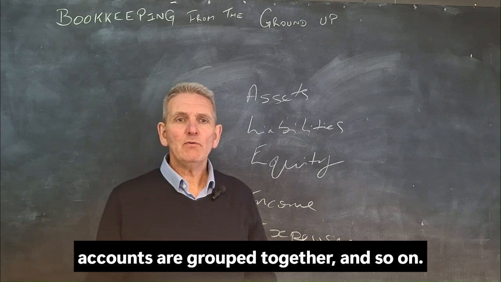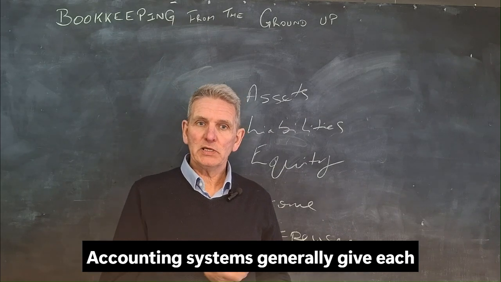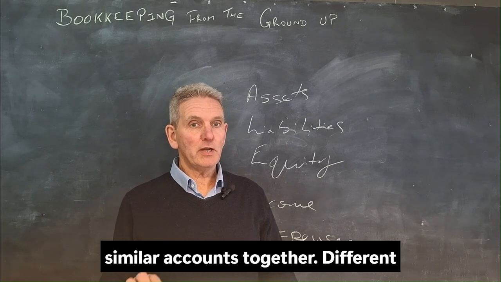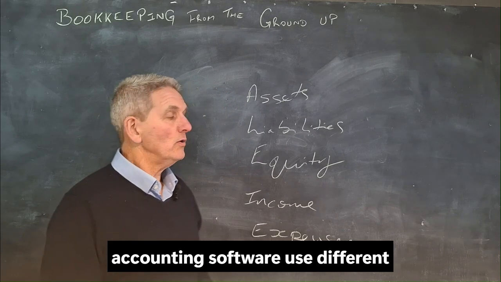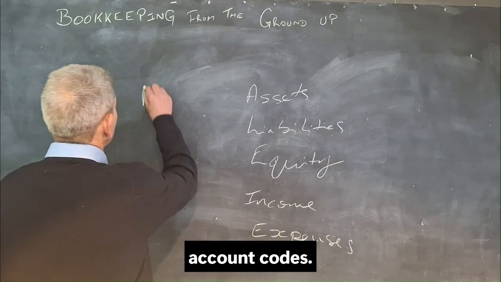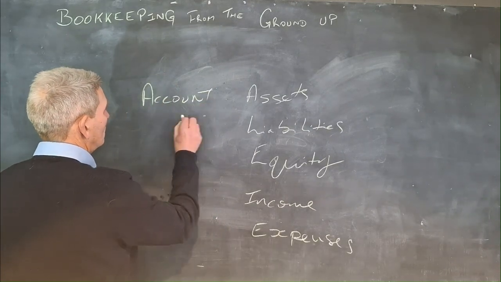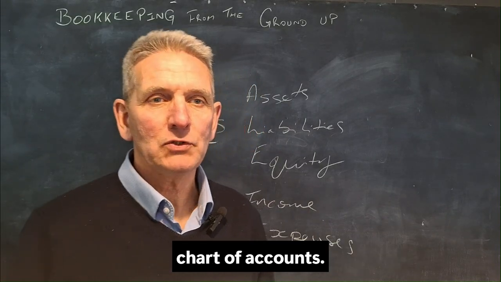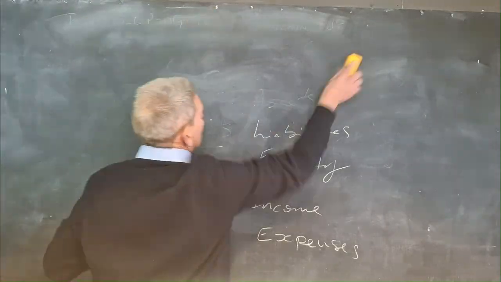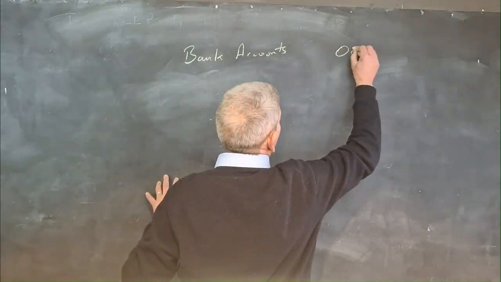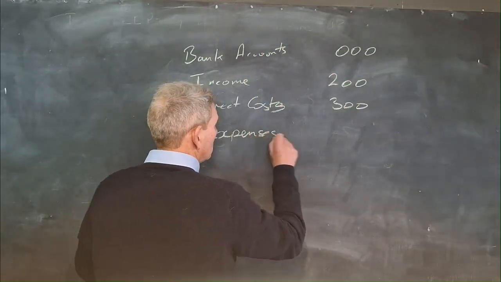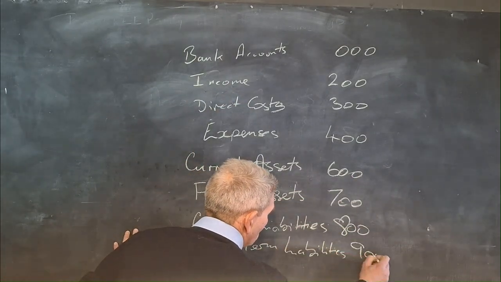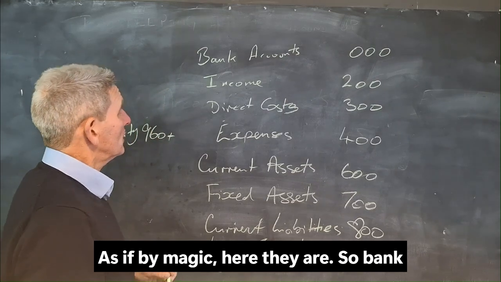Accounting systems generally give each account a number, which helps to keep similar accounts together. Different accounting software use different numbering systems. Xero call these account codes. Here's a top view of Xero's standard chart of accounts. As if by magic, here they are.